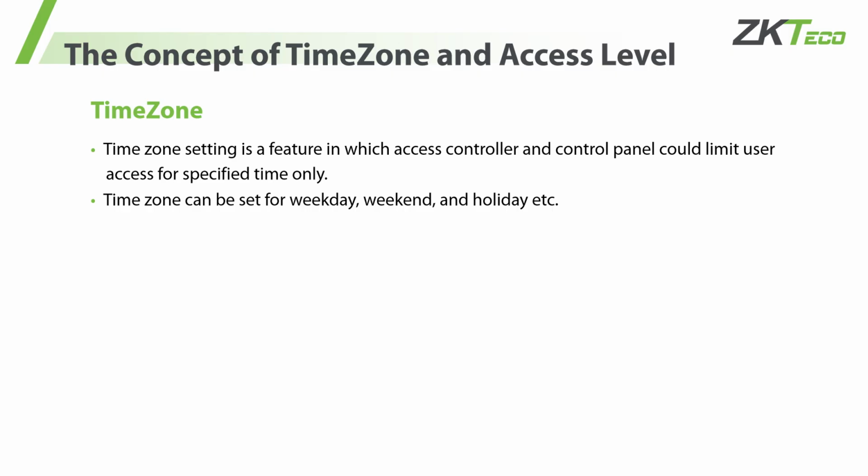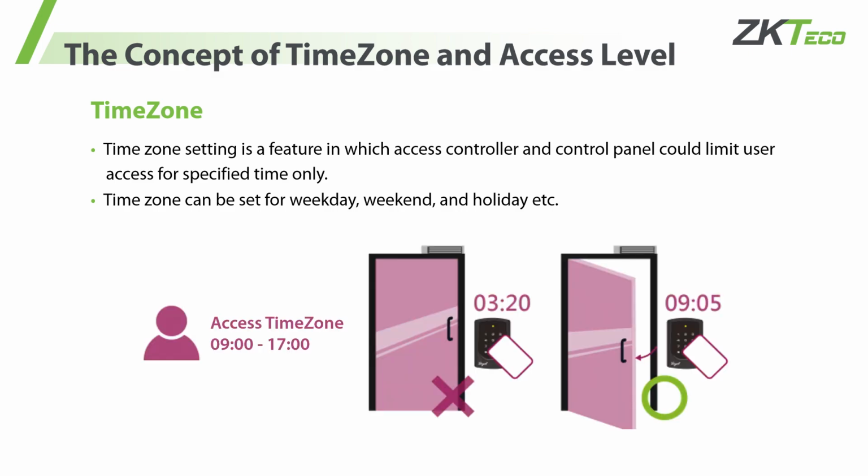Time zone settings are functions that the access controller and control panel can use to restrict user access to a specified time. The time zone can be set to weekdays, weekends, holidays, etc. As shown in the figure, the time zone where employees can enter the office is from 9 o'clock to 17 o'clock. When employees want to enter the office at 15:20, they will not pass by swiping their cards because it is not within the allowable authority range. However, when employees swipe their cards to enter the office at 9:05, success can be recognized because it is within the authority time zone.